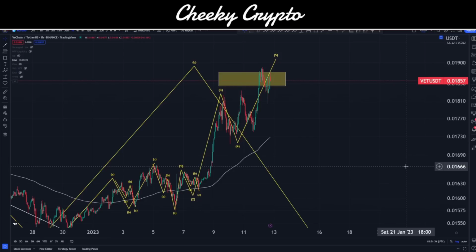Okay, let's get into this. Vechain paired up with USDT on the hourly chart, and Binance is the data source.